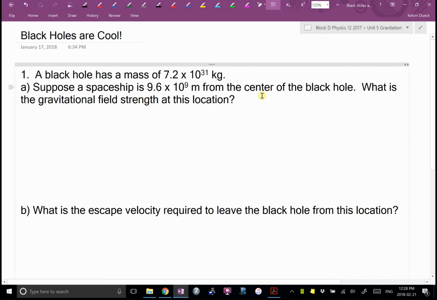So black holes are really cool. And we looked last day at escape velocity, and I've decided on your test, just for giggles, we'll do escape velocity from a black hole.